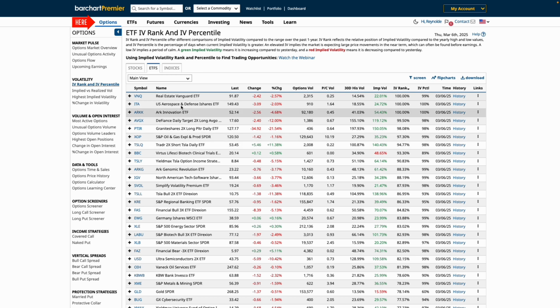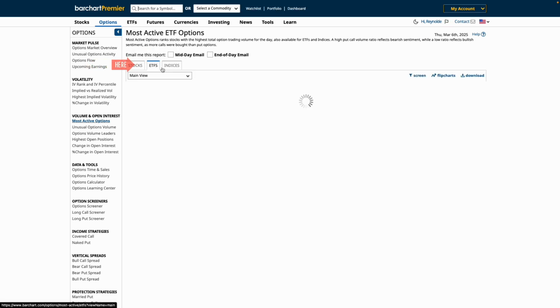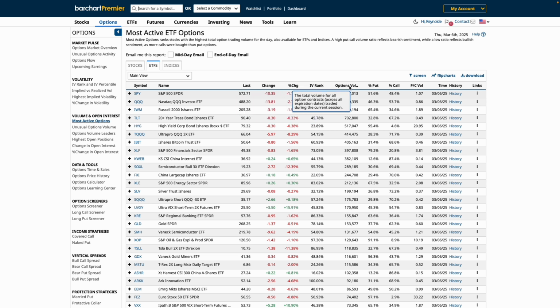To access additional tools, we can go back to the Options tab or use the sidebar menu to find another indicator for options traders, which is volume. The most active options list tracks high volume contracts daily. This page lists the option contracts with the highest trading volume, helping traders track where market interest is concentrated for stocks, ETFs, and indices. Now, what if you're looking for something specific?